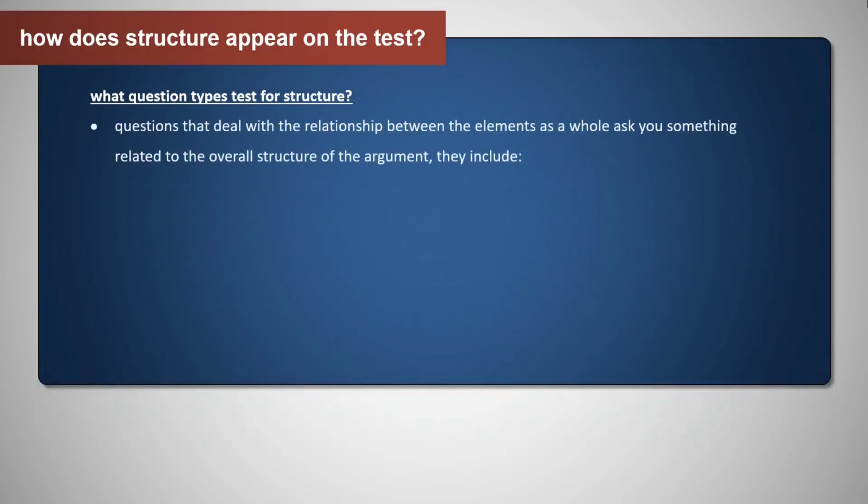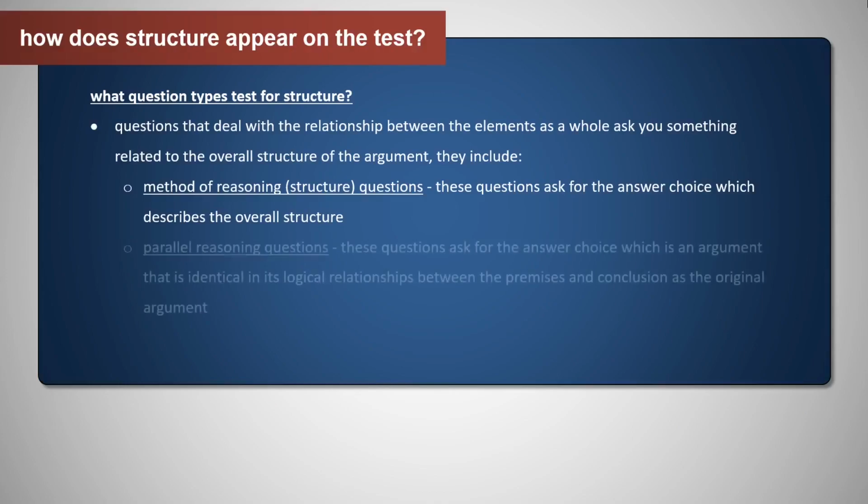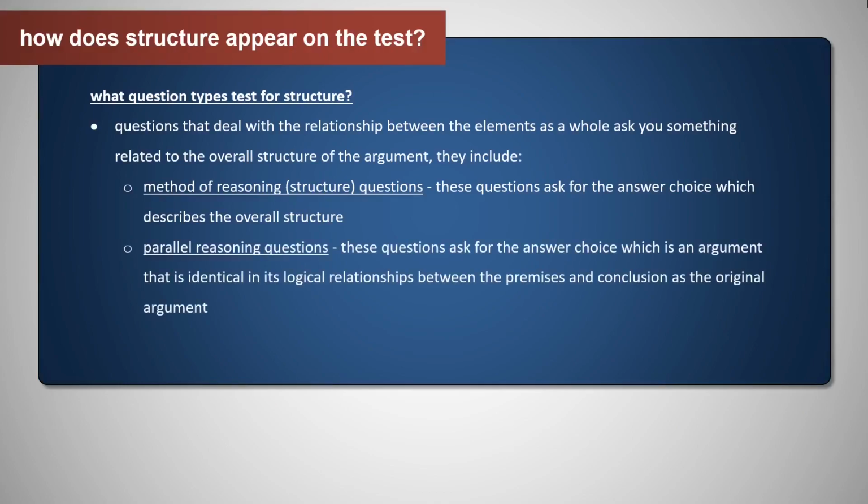Questions that deal with the relationship between the elements as a whole ask you something related to the overall structure of the argument. So they include the method of reasoning (structure) questions. These questions ask for the answer choice which describes the overall structure, and the parallel reasoning questions. These questions ask for the answer choice which is an argument that is identical in its logical relationships between the premises and conclusion as the original argument. So those are the questions that deal with the elements as a whole.